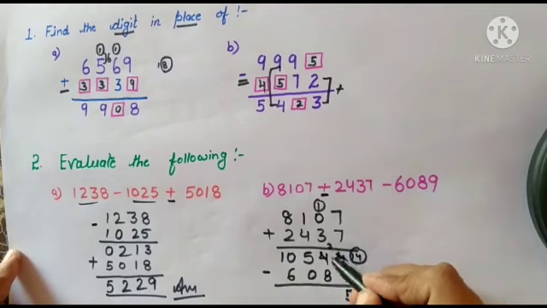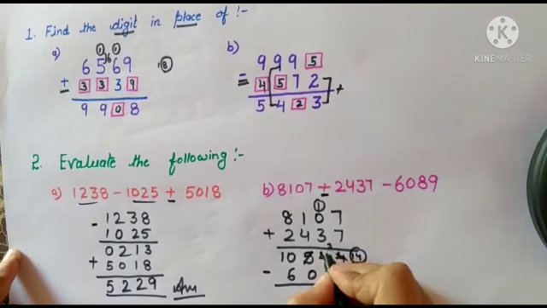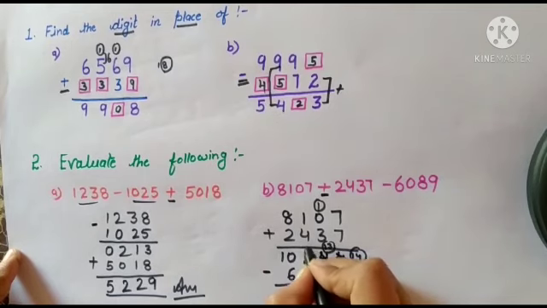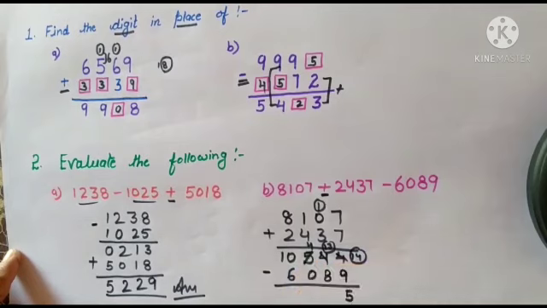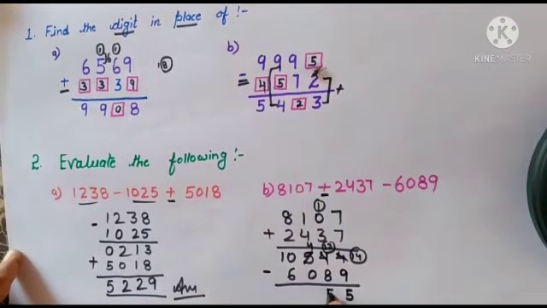Okay. From 3, 8 cannot be deducted. So it can borrow from the neighbor. Here it becomes 13 and here it becomes 4. 13 minus 8, tell me. 5. So here it comes 5. 4 minus 0, 4. 10 minus 6, what does it come to here? 4. So this is our answer.